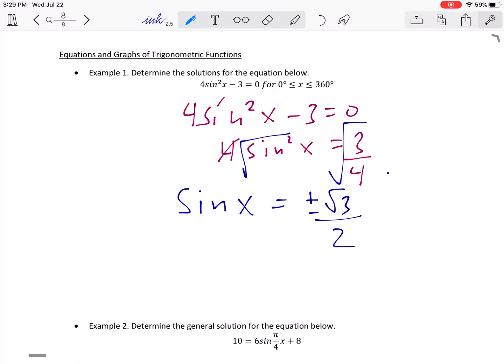Now, when you're trying to determine how you want to present your answers, like whether angles should be in degrees or radians, you look for the inequality. Here it mentions that your answer should be between 0 and 360 degrees. What that tells you is we want to look at this in terms of degrees. When you take the inverse sine, there are two possible answers here. You have to take the inverse sine of positive root 3 over 2 and negative root 3 over 2.